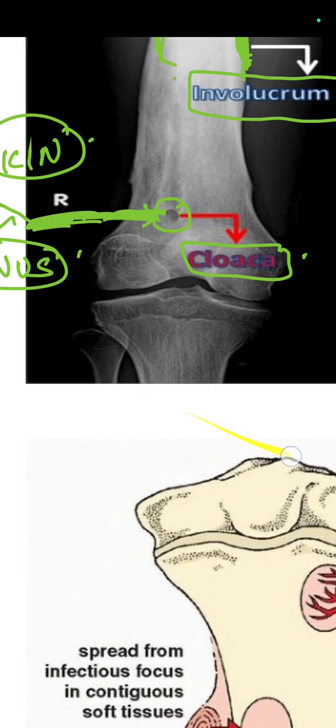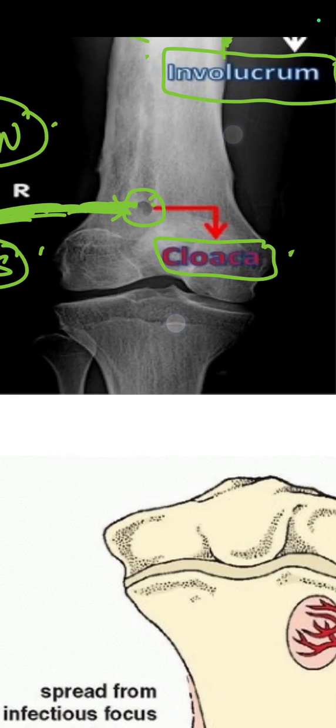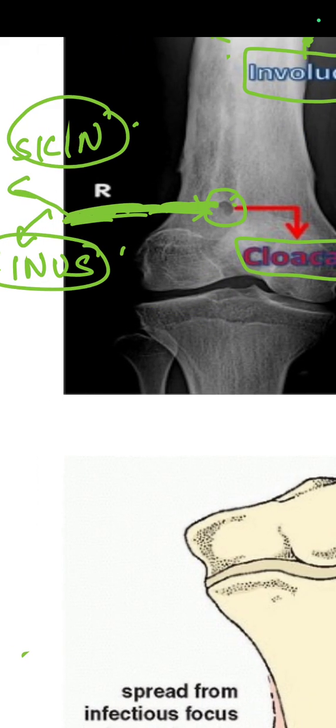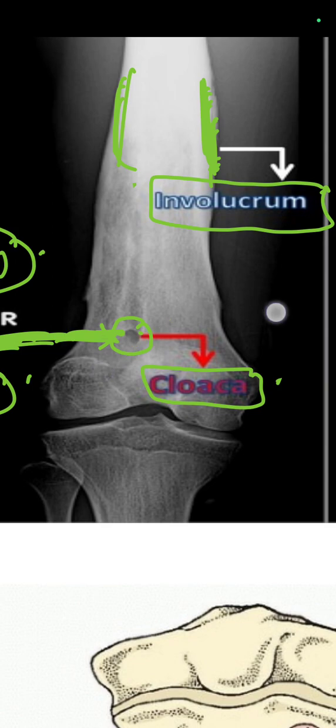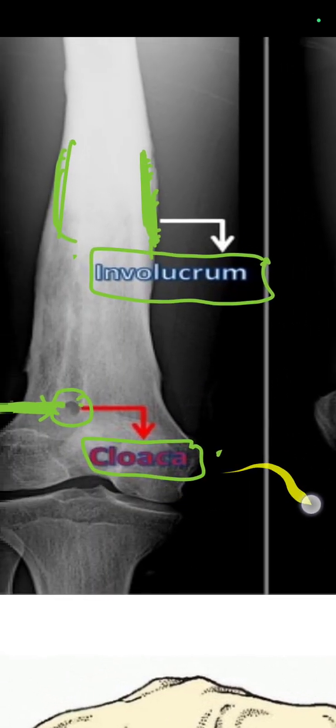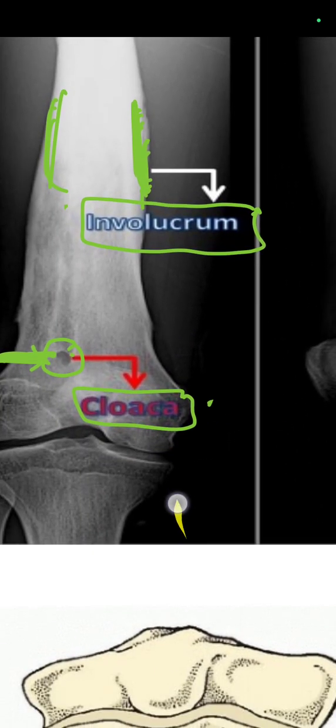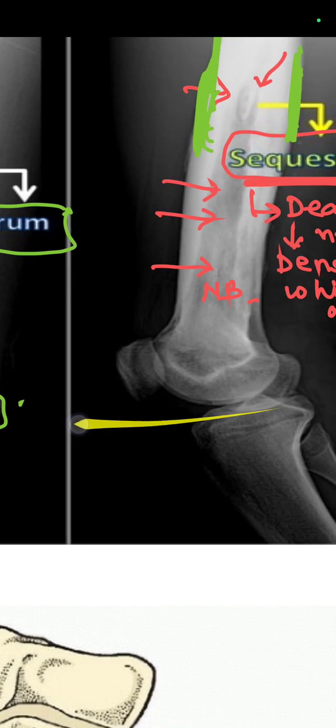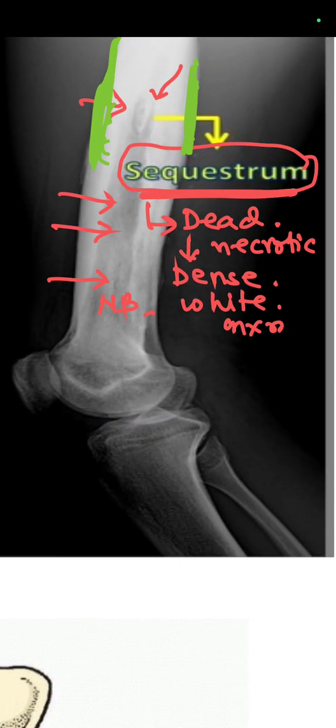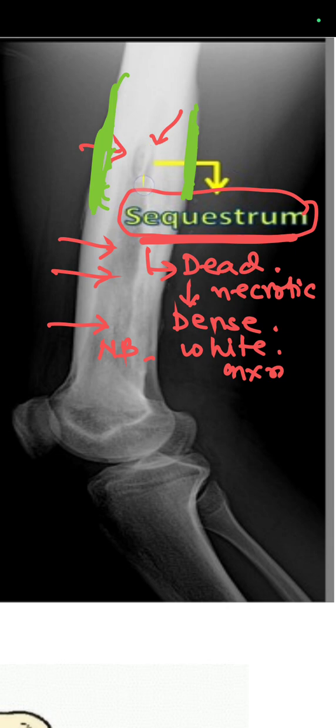You can see this is the cloaca. This is the opening where the drainage will occur, through skin, sinus, and involucrum. This is the involucrum where the new bone formation occurs, and the sequestrum. We can see this part here. Sequestrum is dead, necrotic, dense white matrix.